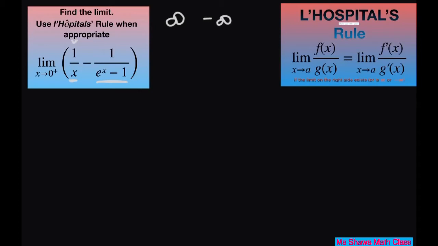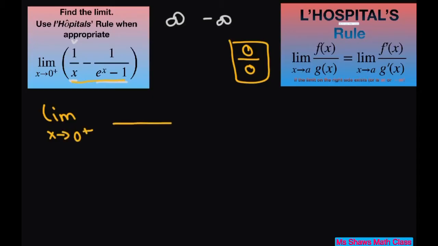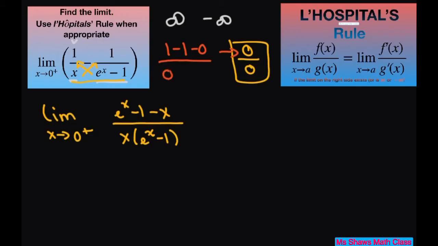So I'm going to change the form to 0 over 0, and have this indeterminate form. The way I'm going to do that is rewrite my quantity here with the common denominator as x times e to the x minus 1. And then that would change my numerator to e to the x minus 1 minus x. Now looking at that, if I plug in 0, I'm going to get 1 minus 1 minus 0, which gives me that 0. And the denominator is going to be 0 times 1 minus 1, which gives me that 0.